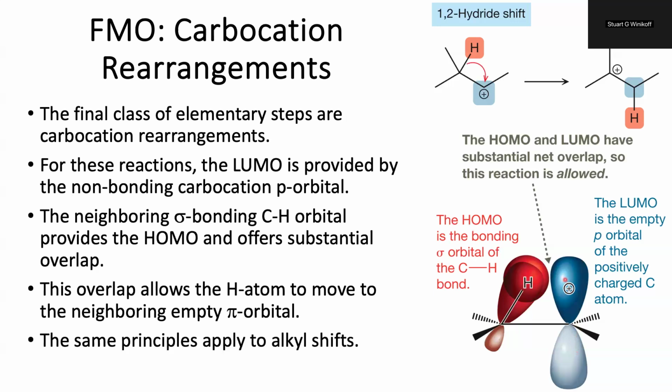And again, you can apply the same principle to alkyl shifts. The biggest difference is that instead of being a sigma bonding orbital to a hydrogen atom, it'd be a sigma bonding orbital to an alkyl group, most likely a methyl shift. But each time it's smoothly moving that sigma bond right to the next species. All right, so that's a quick overview of all the elementary steps we covered from chapter 7, but this time from a molecular orbital perspective.